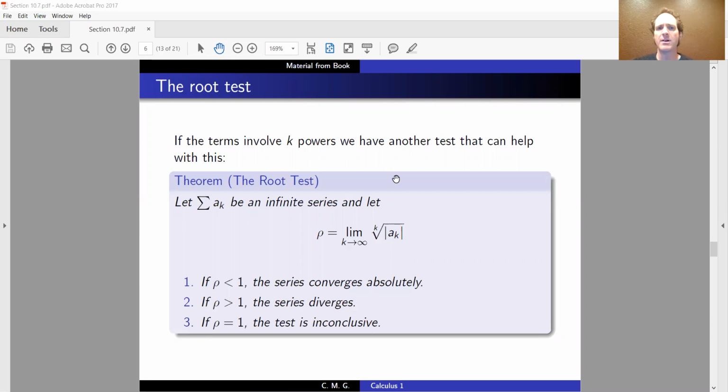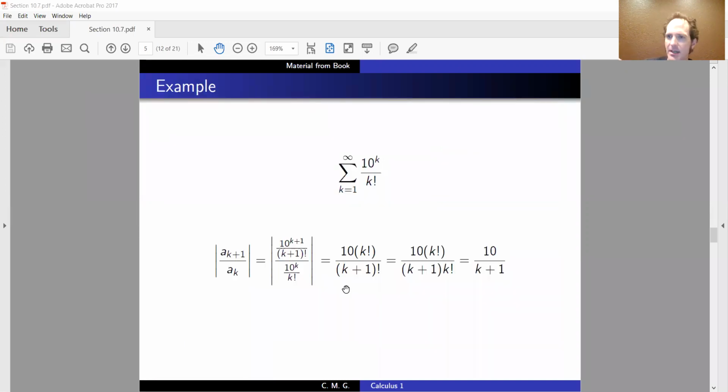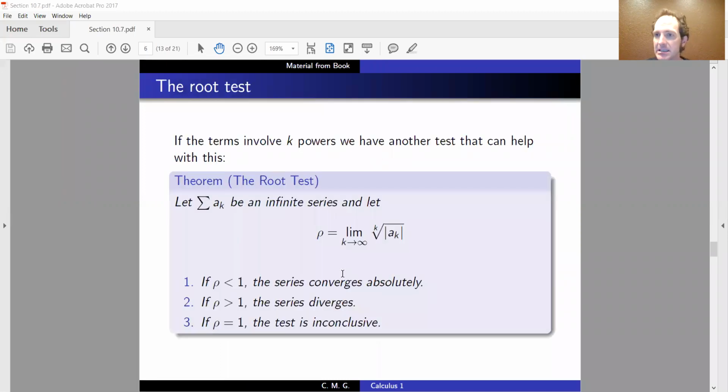For those terms that involve powers with k in the exponent, we have another test that might help. So this one was okay because I was able to cancel 10 to the k out. Sometimes I'm not able to do that. So if I have k to the k power, that's kind of tricky because I can't actually cancel the k with the k plus 1. And so this is going to be a little bit weird.